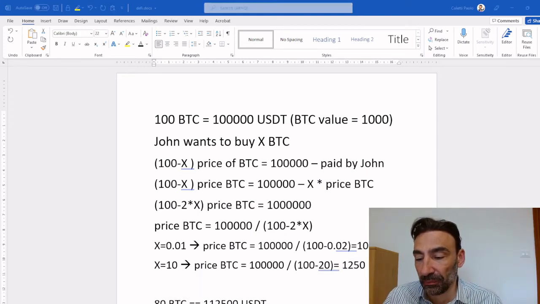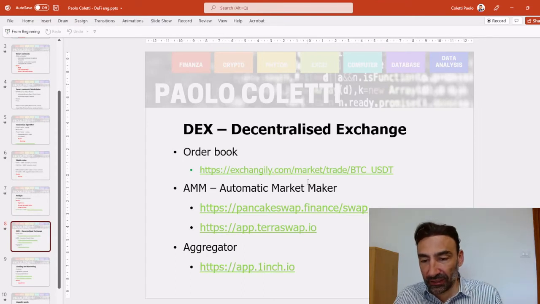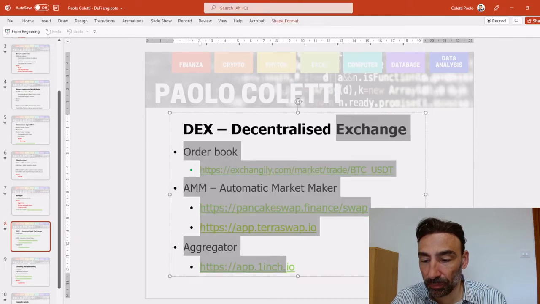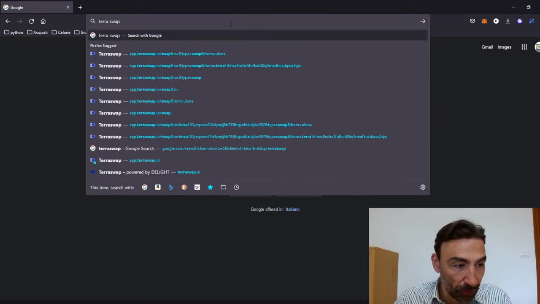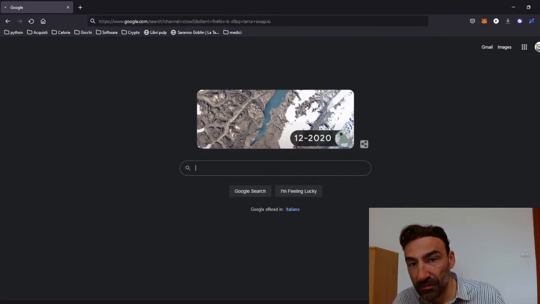So the automatic market maker is built in such a way that it tries to balance the two parts of the market. So if we go here, for example, now I will launch, no, I don't want to launch terraswap.io. Let's go here, terraswap.io. There you go.